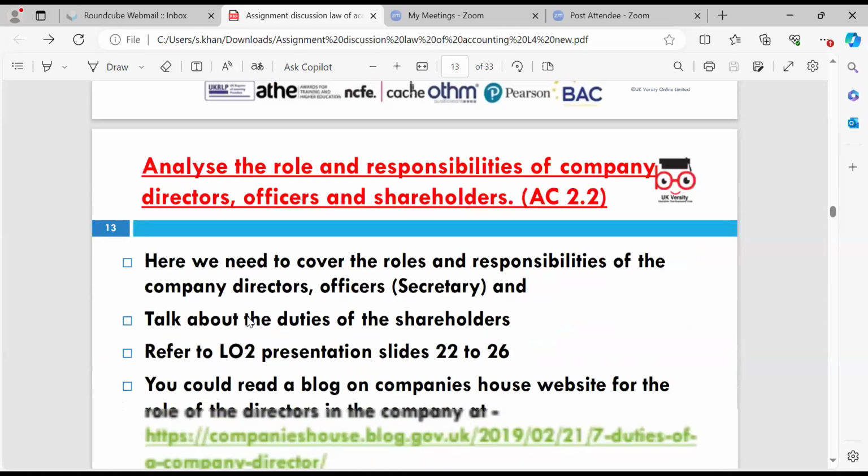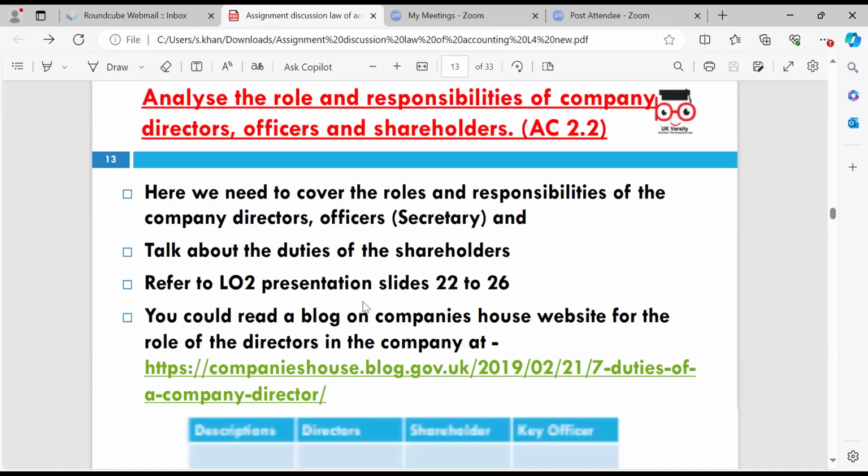The second part of the question is to analyse the role and responsibilities of company directors, officers and shareholders. And that's AC 2.2. Now you would have to put that as a heading, okay? Don't change anything. So you're analysing the role, responsibility, company directors, officers and shareholders, not just company directors, okay? So here we need to cover the roles and responsibilities of the company directors, officers, secretary, and talk about the duties of each one, okay? So role and responsibilities of them. You need to refer to learning outcome 2 here, slides 22 to 26. If you go to slides 22 to 26, it will give you the answer for that, okay? But you need to have your additional reading as well, your own reading as well, which will help you.